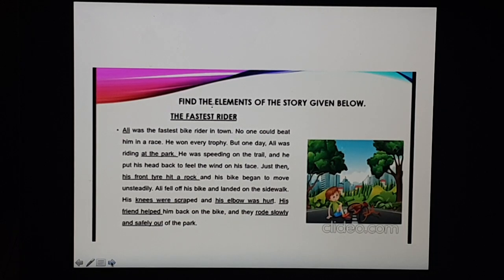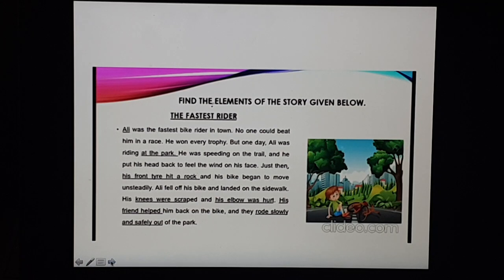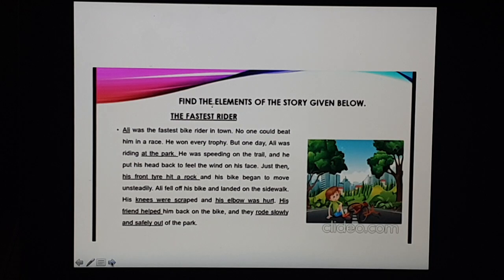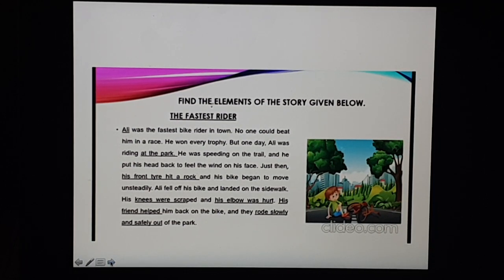See, just then his front tire hit a rock. This is the beginning of the climax here. And now we have to find the consequences of this beginning of the climax. And his bike began to move unsteadily. And what are the consequences? This is the main rising action. What happened to him because of this climax? His knees were scraped and his elbow was hurt.